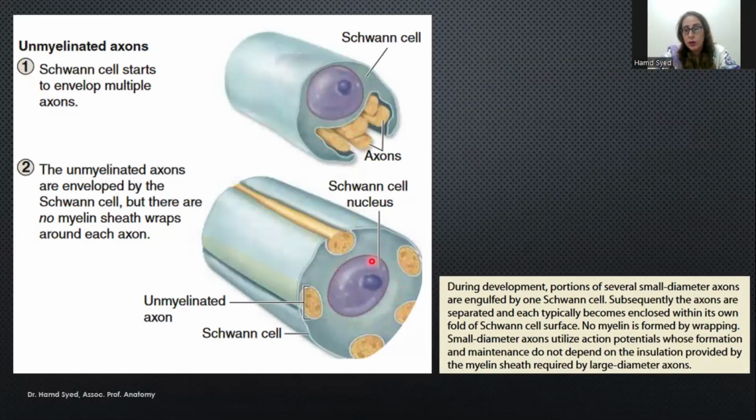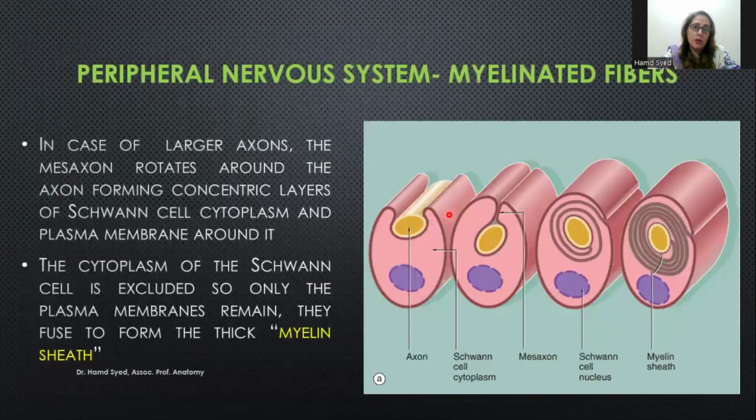So within one Schwann cell, you can see over here that there are several axons, and they are lying within the troughs of a single Schwann cell. And remember, this is true for the small diameter axons, because these are the ones which are non-myelinated. But the wrapping process of myelination occurs in the large diameter axons, and those fibers are then said to be the myelinated nerve fibers.